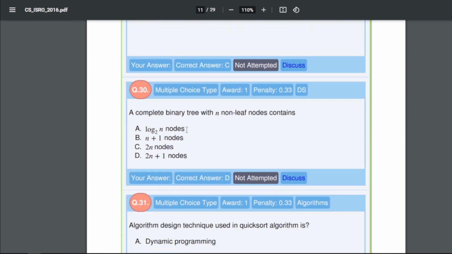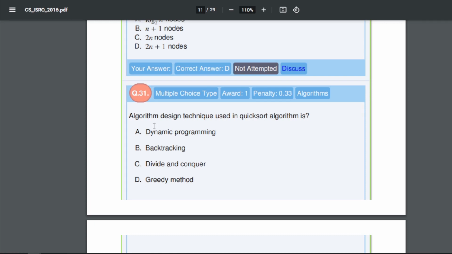Now the 30th: a complete binary tree with n non-leaf nodes contains what? A complete binary tree with n non-leaf nodes contains D, that is 2n+1 nodes, right? So remember this, a complete binary tree with n non-leaf nodes contains 2n+1 nodes.